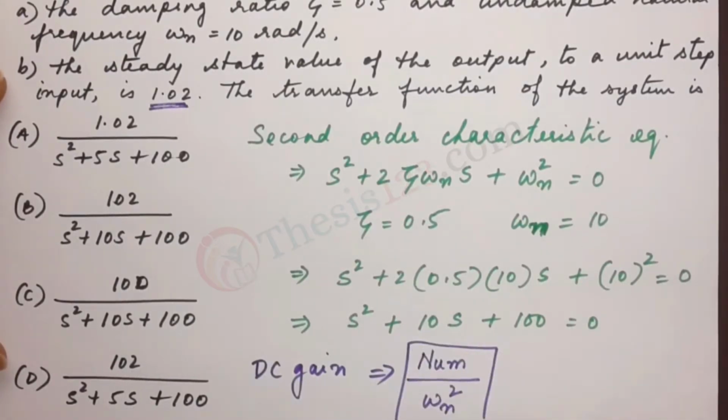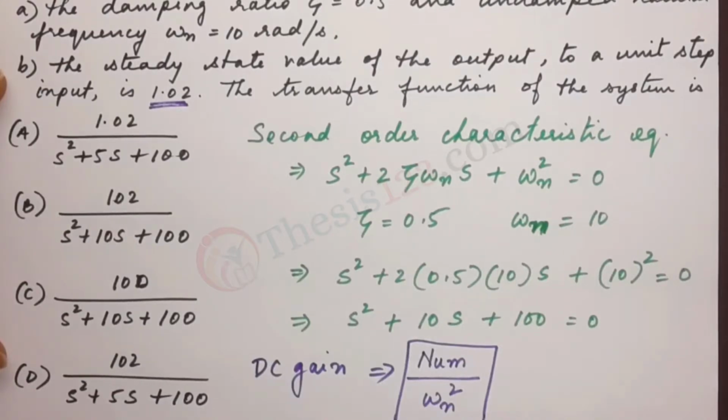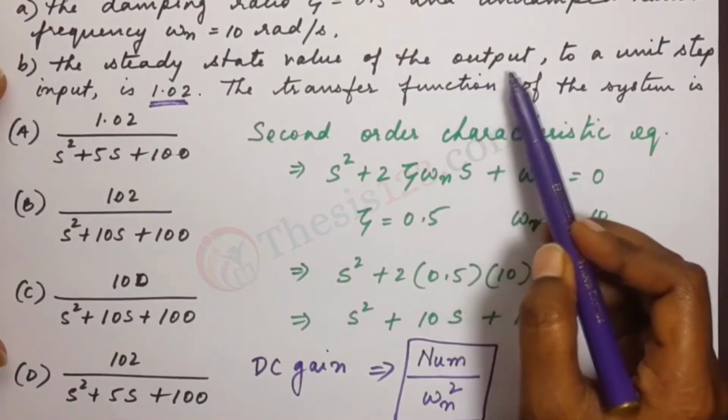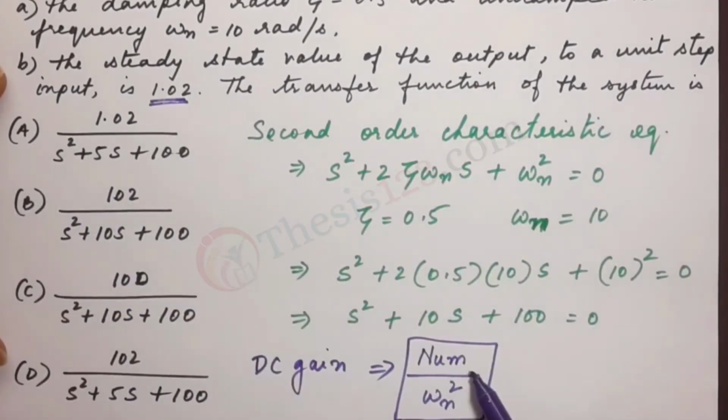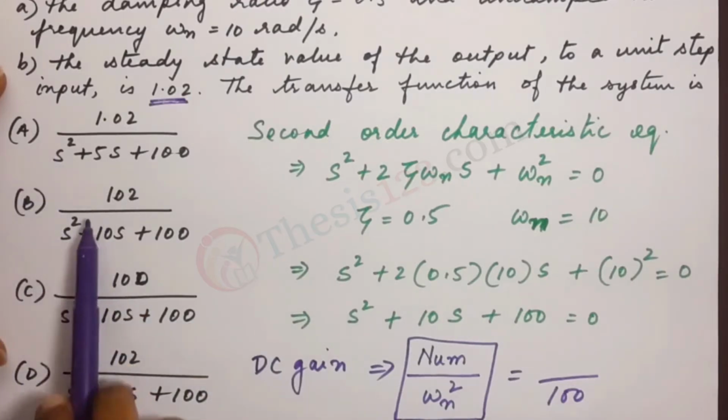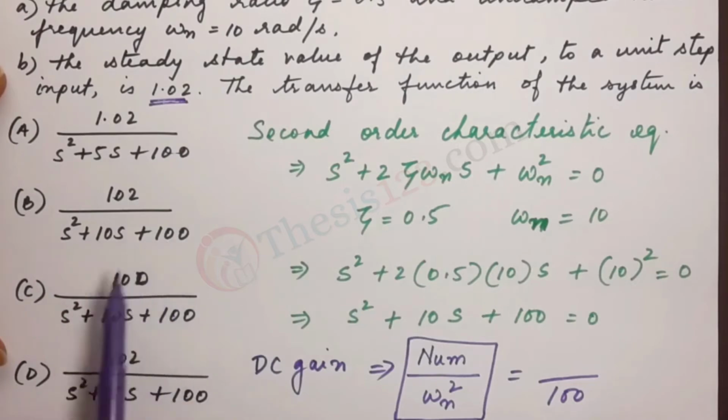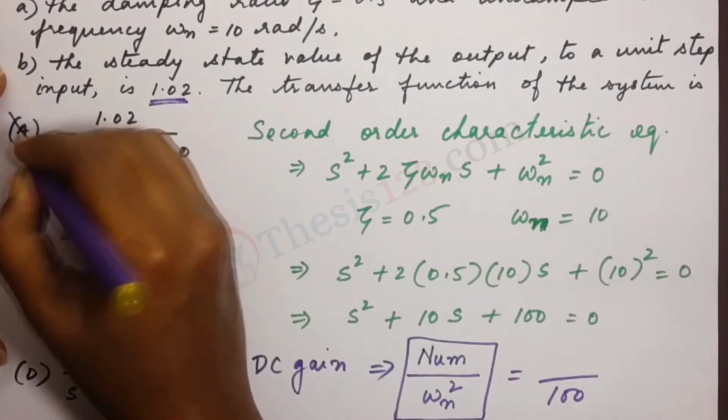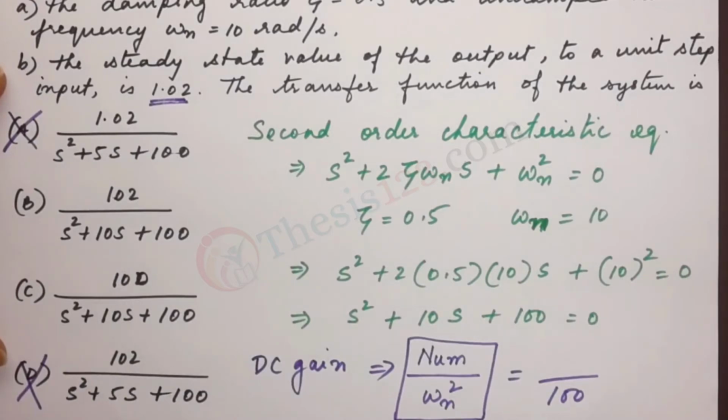This is sort of a trick, an easy way of remembering the output to a unit step input. You can take it as the numerator of the transfer function divided by omega n square. Now omega n square value we already have as 100. So in order to check, we have ruled out options A and D, right? It cannot be A, it cannot be D, it has to be either B or C because of the denominator. The denominators of both of these options match the second order characteristic equation that we have just found. So let's cross off these two and concentrate on just B and C.